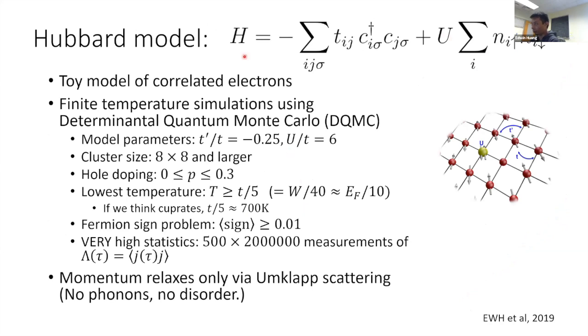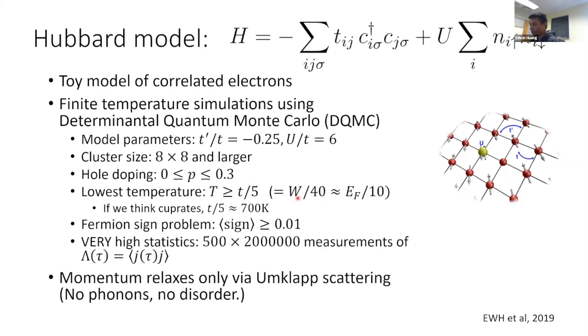So this is about the Hubbard model, of course. We've seen this Hamiltonian many times throughout this conference. The method we're going to be using is determinantal quantum Monte Carlo. We use a typical parameter set of t'/t of -0.25, U/t of 6, so intermediate interaction strengths. In the Monte Carlo, we consider cluster sizes of 8 by 8, and larger clusters will be shown to check for finite size effects. We go up to 30% hole doping and check intervals of 5% doping from half filling to 30% hole doping. And the lowest temperature we can reach is on the order of T equal to the hopping divided by 5, which is roughly an order of magnitude below the Fermi energy.